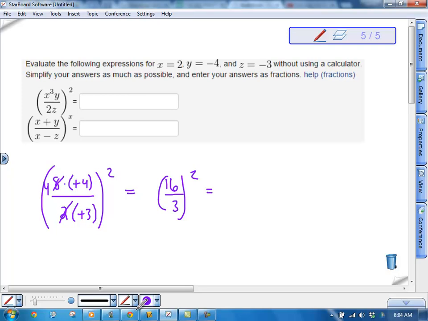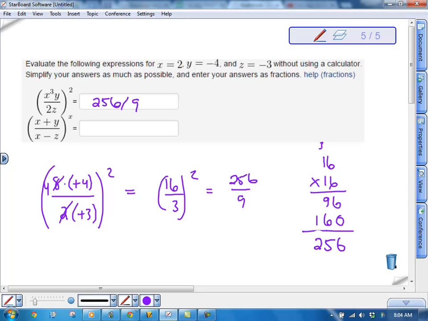Okay. Let's say you don't know what 16 squared is. Well, what you can do is just do your multiplication method that you learned in elementary school. 6 times 6 is 36. Carry up the 3. 6 times 1 is 6, plus 3 is 9. And then follow through with the 1. 1 times 6 is 6. 1 times 1 is 1. So you get 256. So just enter it in as a fraction, 256 over 9. And we'll do the next one then.